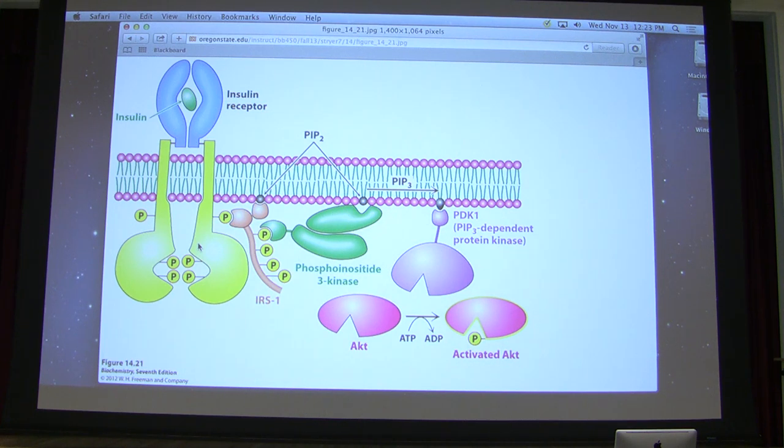It's not a glut, it's a GLUT. Right? A GLUT, and there are numerous GLUTs. GLUTs, in this case, get moved from the cytoplasm of the cell to the membrane of the cell. And what does a GLUT do? A GLUT brings in glucose.